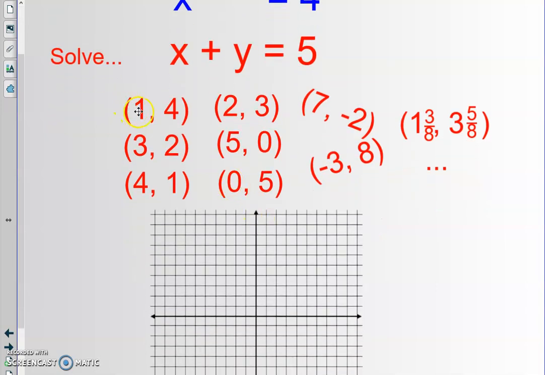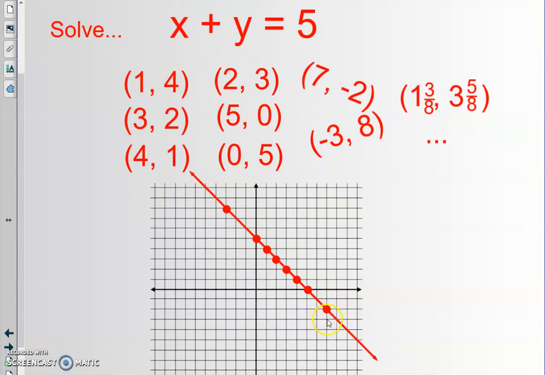And if I plotted where x is 1 and y is 4, well, that would be this point. And when x is 3 and y is 2, that would be here. And 4 and 1 and 2 and 3 and 5 and 0 and 0 and 5, even 7, negative 2. Even negative 3 and 8, I think that's right here. Hey, even 1 and 3/8, 3 and 5/8 would work. And all of these points, when you connect them, give you a straight line.